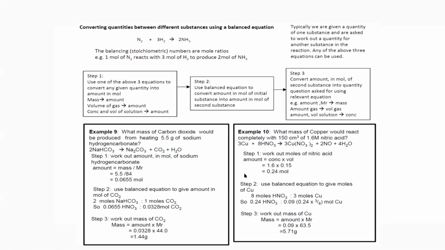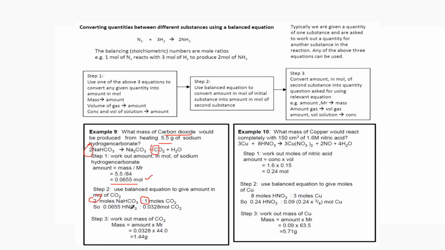Then we can also use the ratio to calculate the moles. Like example 9: what mass of carbon dioxide is produced by heating 5.5 grams of sodium hydrogen carbonate? So we have sodium hydrogen carbonate and we need carbon dioxide. First we convert into moles of sodium hydrogen carbonate, because we don't know them. So moles equal mass in gram divided by molar mass. Mass in gram is 5.5 and molar mass is 84. So we got the moles, which is coming out as 0.0655. And after getting the moles, we'll use the ratio, because the ratio of sodium hydrogen carbonate to carbon dioxide is 2:1.